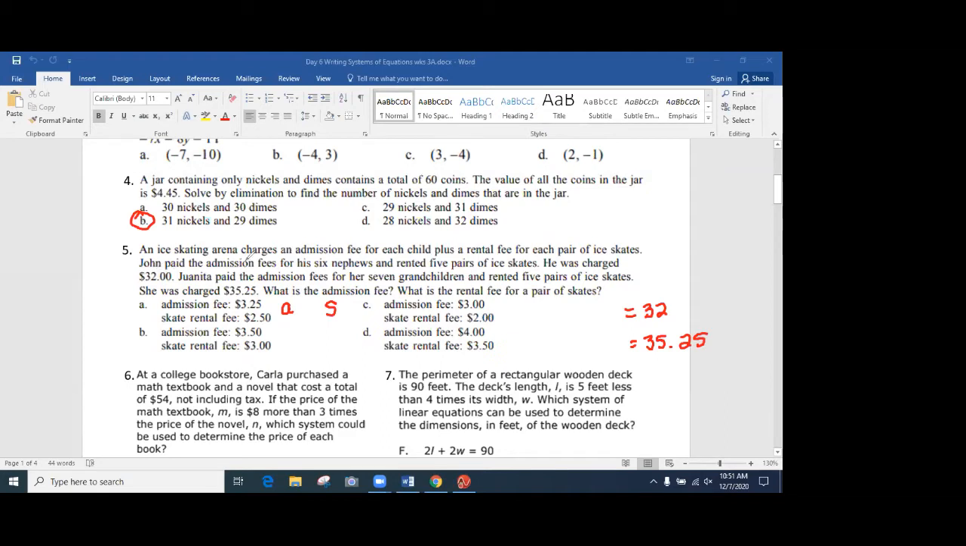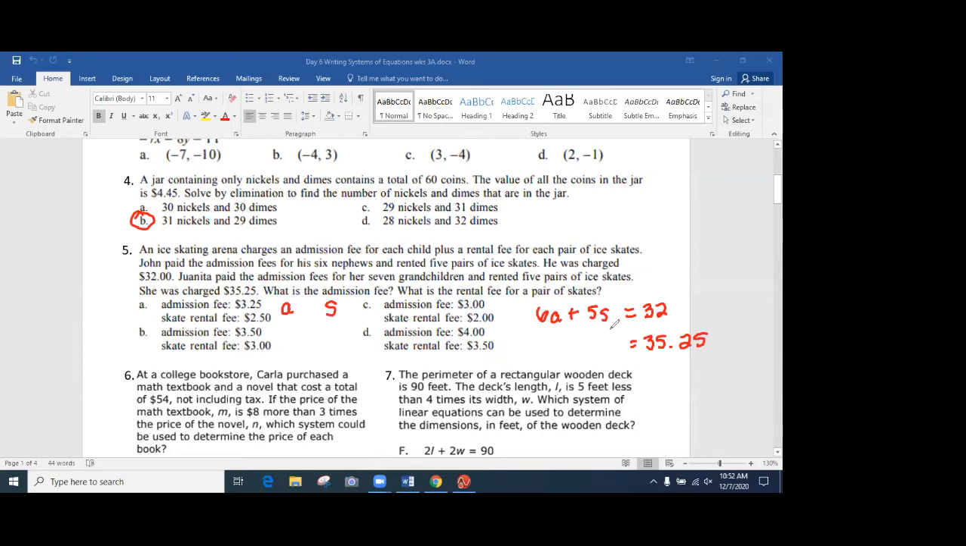It says, John paid the admission fee for 6 nephews. How many admissions did John pay? 6. So this is going to become 6A. Plus, he also rented 5 pairs of skates. So how many skates did he rent? 5S. And that's our first equation. It wasn't terrible, right? We used the strategy we call write it as you read it.